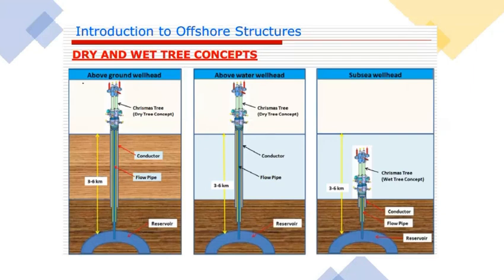If you see, this is an above-the-ground wellhead. This is a reservoir, 3 to 6 kilometers deep, with conductors and a flow pipeline. This is the dry tree concept. And here we can see an above-water wellhead. This is in the offshore reservoir, 3 to 6 kilometers. This is also a dry tree concept, above-water wellhead. And this is an above-ground wellhead, above-water wellhead, and subsea wellhead also. Mostly this is a wet tree concept. Conductor, flow pipe, reservoir, everything is the same, but it will be below the water, so it's a subsea wellhead.